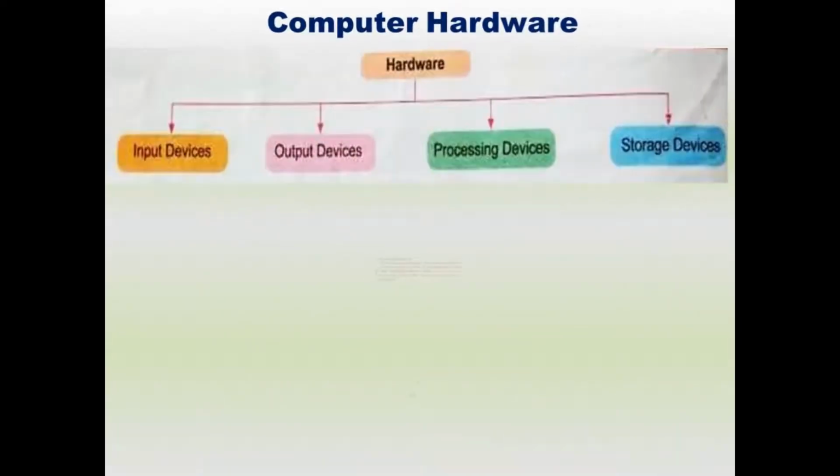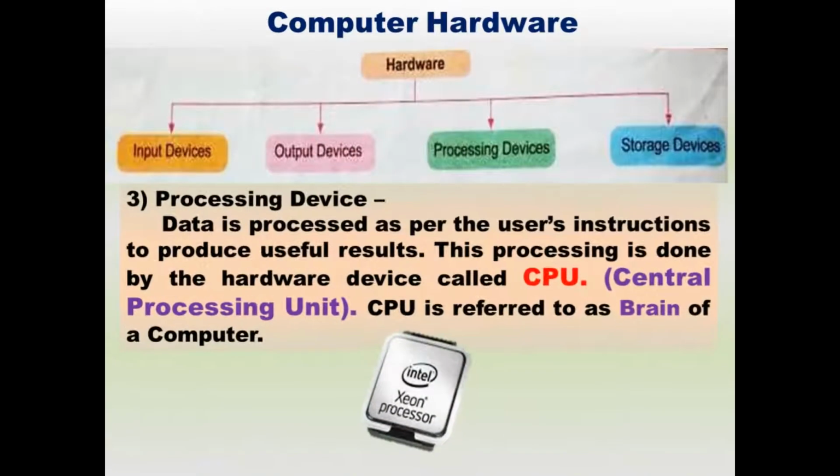Now the third kind of hardware devices are processing devices. These processing devices are mainly used to process the data entered by the user. It means that these hardware devices are used to do certain specific operations on the data as per the instructions given by the user. In the computer, the CPU, called the Central Processing Unit, is one of the hardware devices which is used to process the data. Therefore, it is also called the brain of the computer. It is the most important part of the computer system.